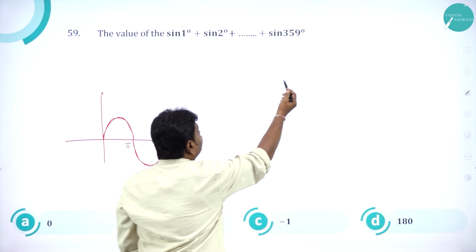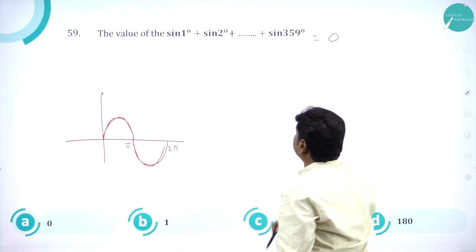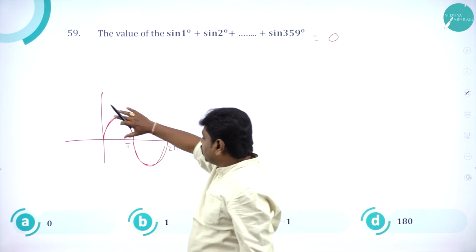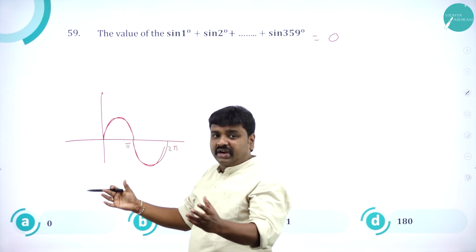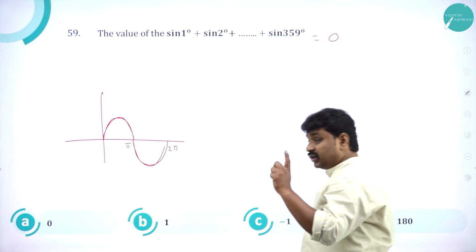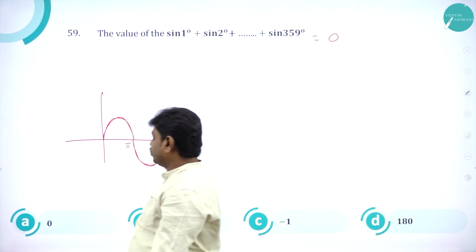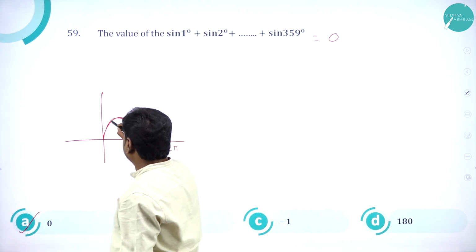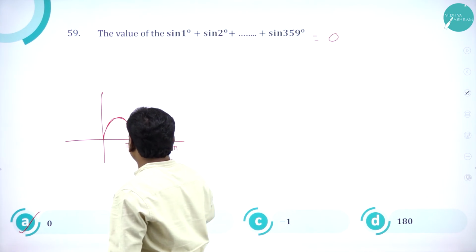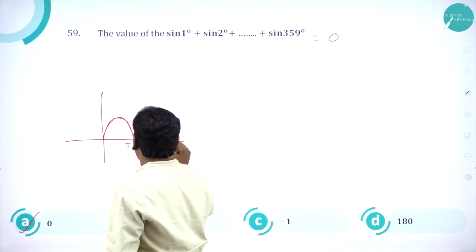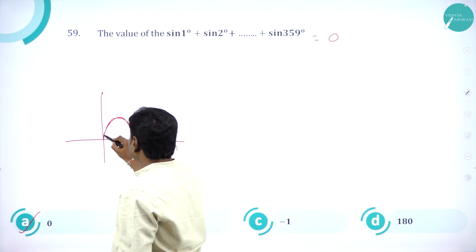All the sum becomes 0. Don't calculate and waste your time. This is positive, equally negative, equal and opposite; if you add, you will get 0. Or you have to convert it, use allied angle and waste your time. So now I will get the answer as 0 because this part, all the angles will give you positive values. Here equal negative values, because till 359 degree, we don't touch this but we started from 1.